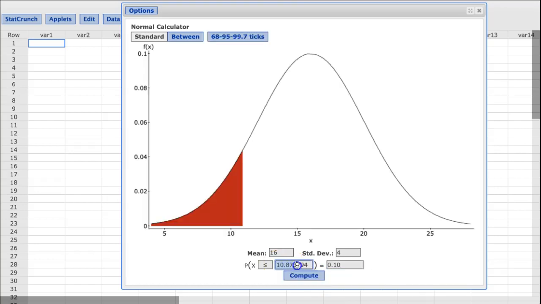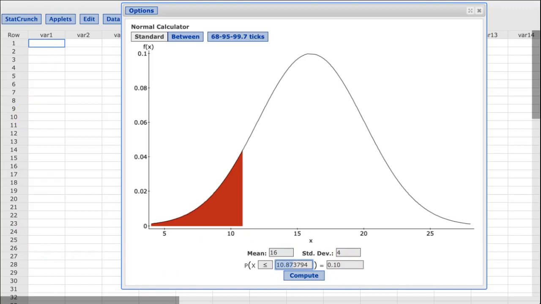Here it found the number such that the area to the left is equal to 10%. Roughly this number, the 10th percentile of fish lengths, is roughly 10.87 inches. That is the 10th percentile of fish lengths, meaning that 10% of fish lengths are going to fall below 10.87 inches, but it also implies that 90% of the fish lengths are going to be greater than this amount. So that's what we're doing: we're given the probability, and we find the number.